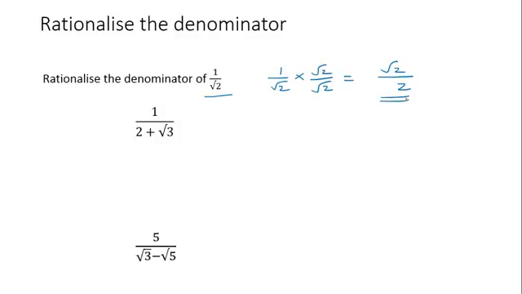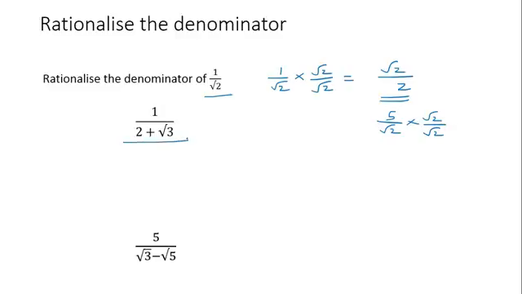So that's the answer. If you have just some root x in the denominator, you need to multiply both sides by that root x. So if it is 5 by root 2, for example, you just need to multiply both sides by root 2. That's how you rationalize the denominator.